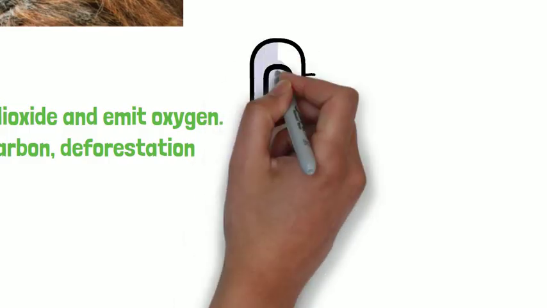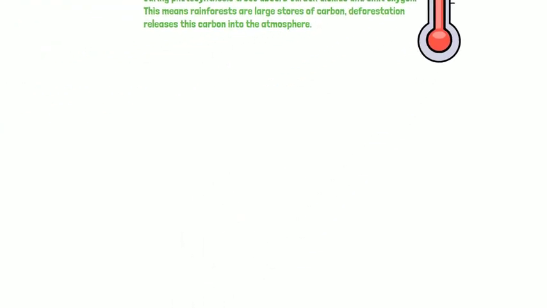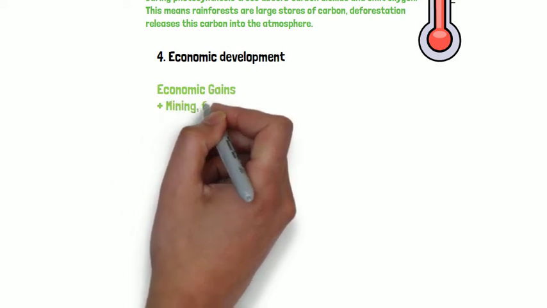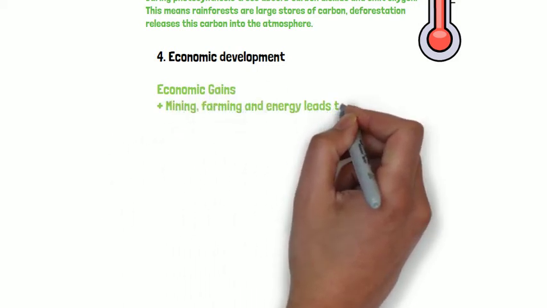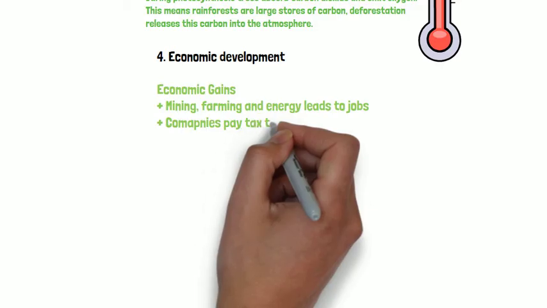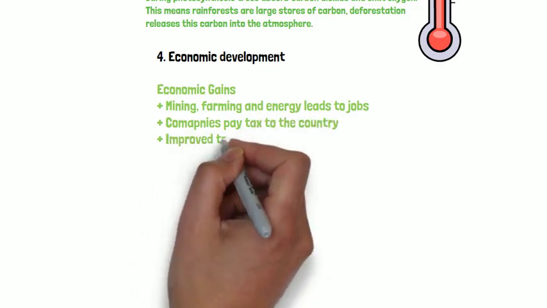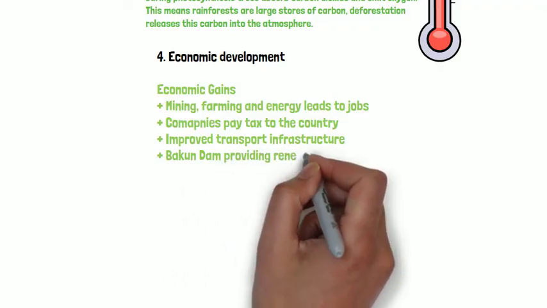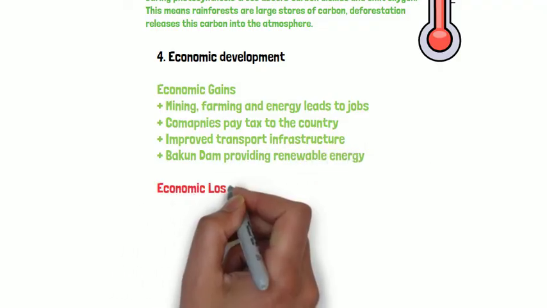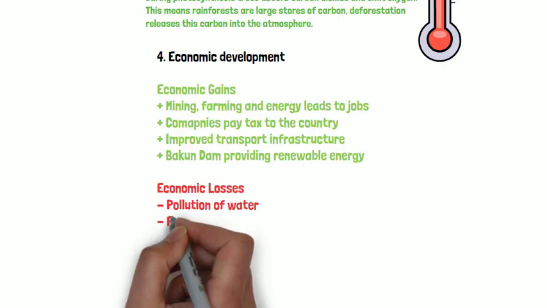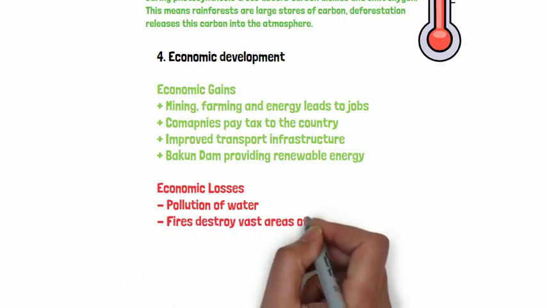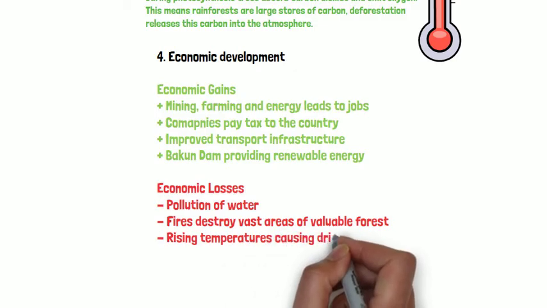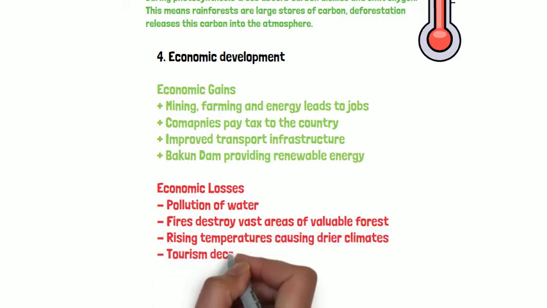Our fourth impact then is economic development. So as much as logging and mining is really good for the economy of Malaysia and leads to jobs, leads to companies paying tax, which is all really good, it also causes some economic losses as well. So we get pollution of water, fires destroying large areas, rising temperatures causing drier climates, and tourism decreasing too.